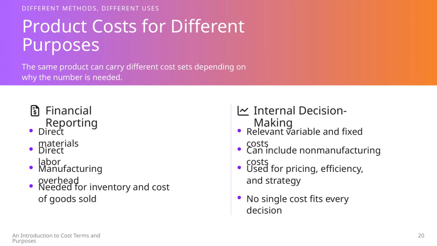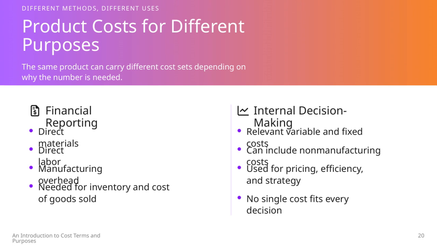When we talk about product costs, it's important to recognize that different methods serve different purposes. The same product can have multiple cost sets depending on why we need the information. For financial reporting, costs typically include direct materials, direct labor, and manufacturing overhead. These are essential for calculating inventory values and the cost of goods sold accurately. On the other hand, when we look at costs for internal decision-making, the focus shifts.